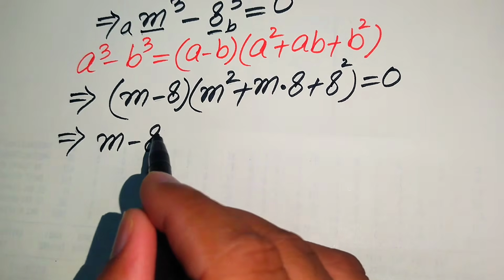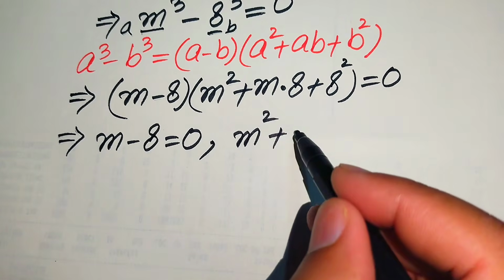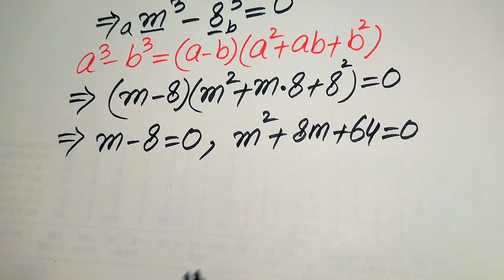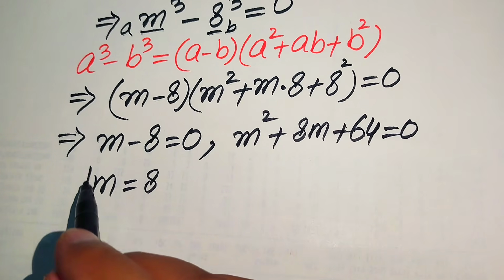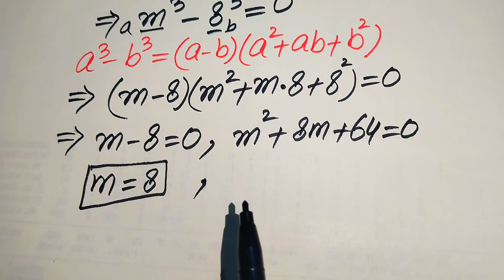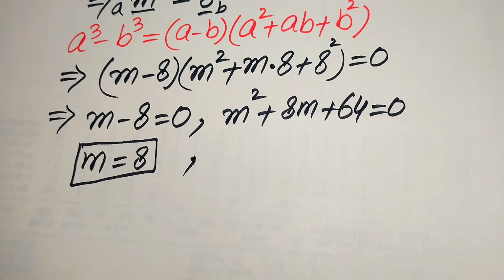Now we divide this equation into two cases. The first case is m minus 8 equals 0, and the second case is m squared plus 8m plus 64 equals 0. From here we move minus 8 to the right hand side, and we get the value of m equals 8. From here you see that this is a quadratic equation, and we know there are three methods to solve a quadratic equation. The first method is factorization, the second is completing the square, and the third is applying the quadratic formula.